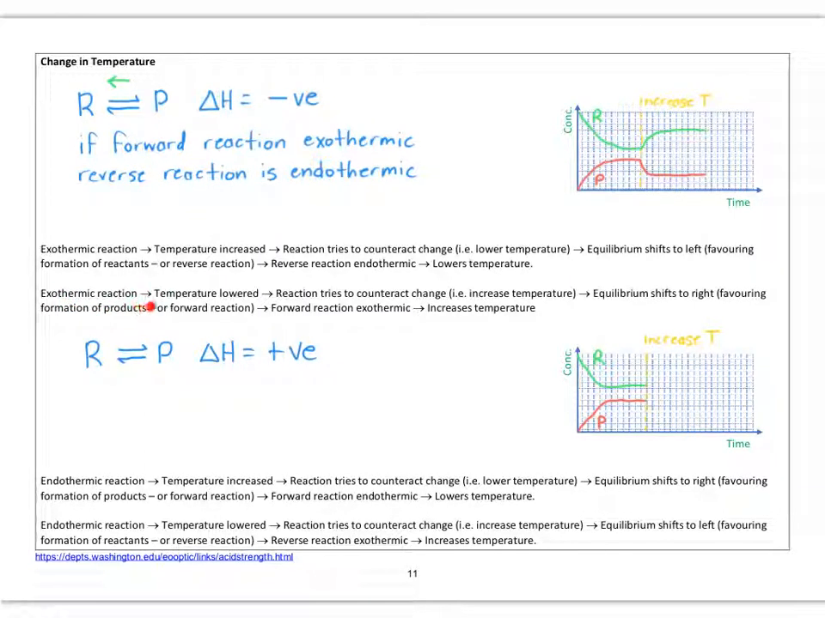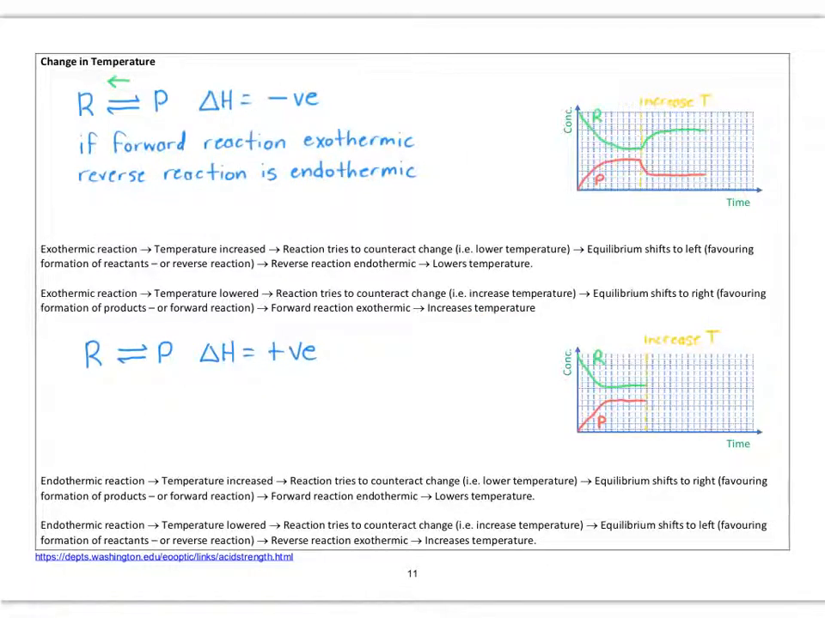If we had an exothermic reaction and the temperature was lowered, I haven't drawn this and I'm not going to draw it, but we're going to see the opposite. The reaction tries to counteract the change, i.e. tries to increase the temperature. To increase the temperature, we want the reaction to go this way. More products to form, releasing more heat. So we get, equilibrium shifts to the right, or shifts towards favouring products. Forward reaction is exothermic, as I just said, so it increases the temperature.